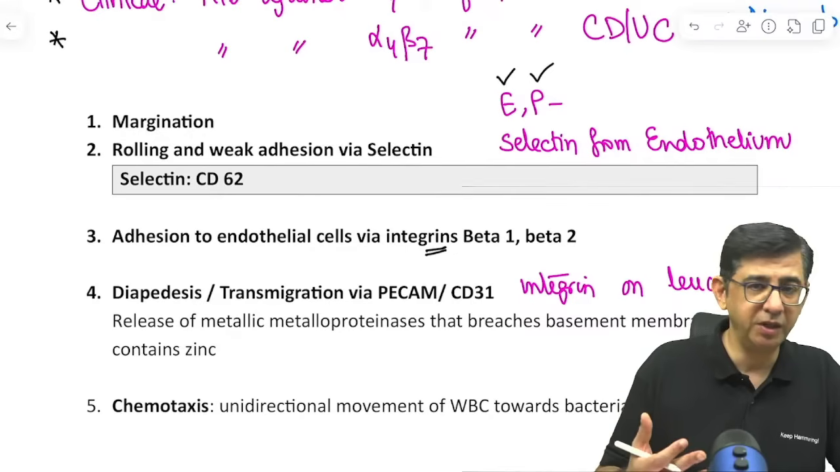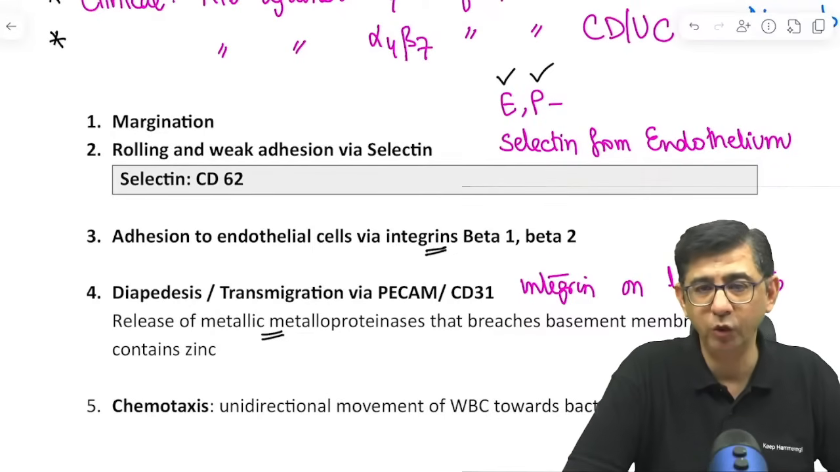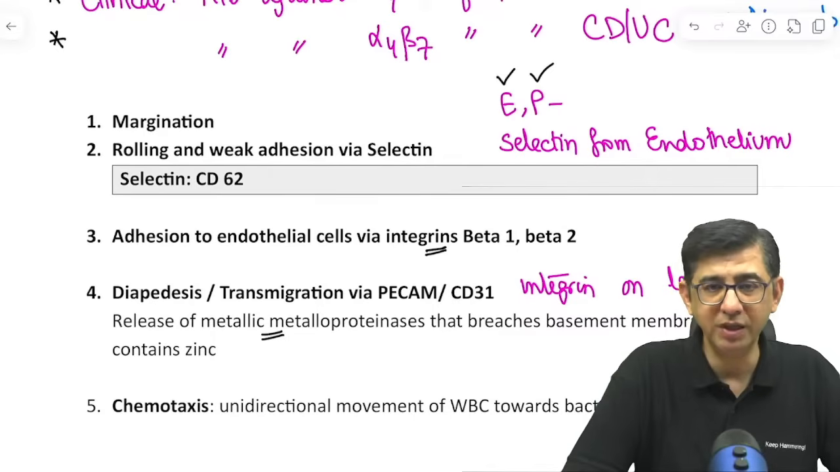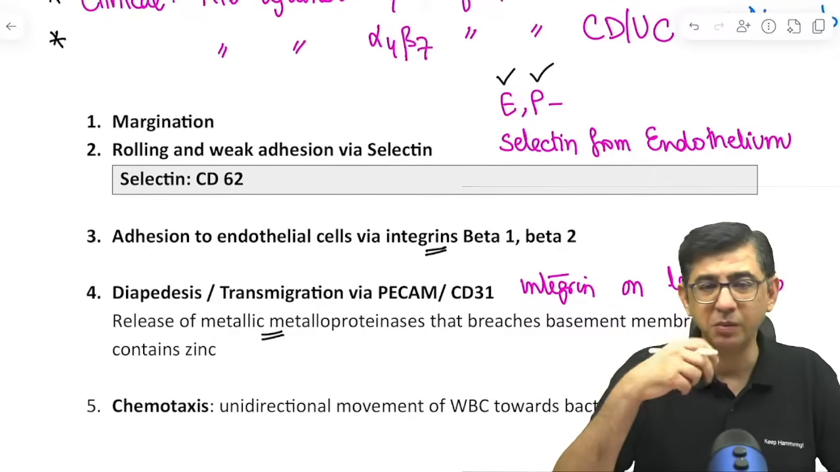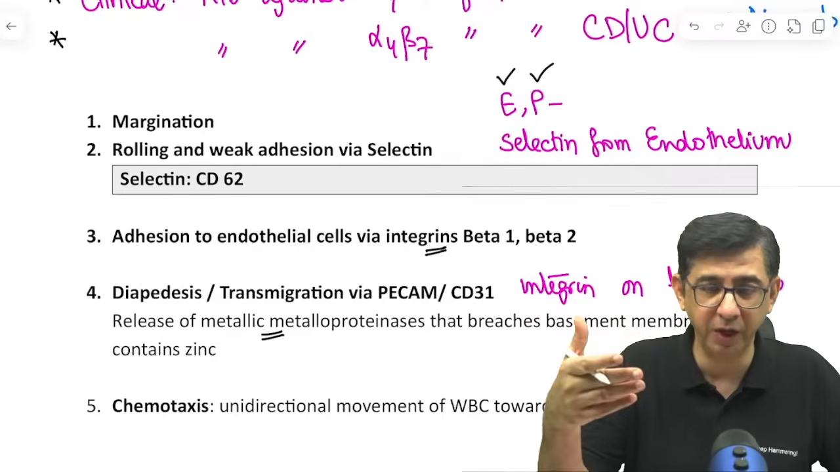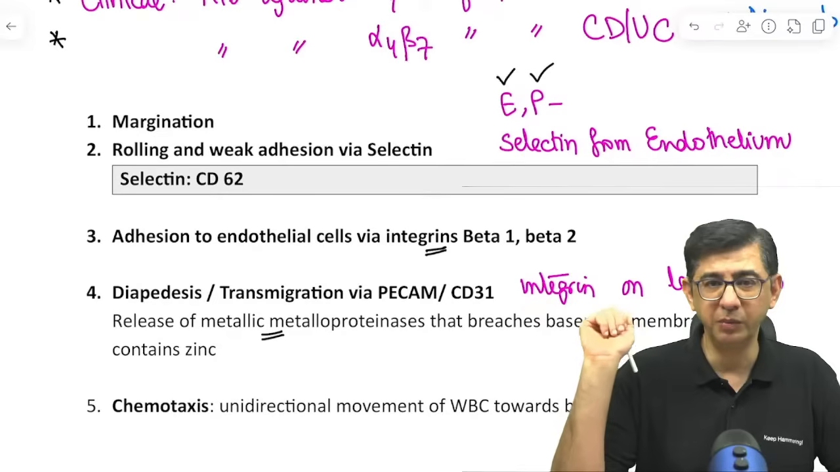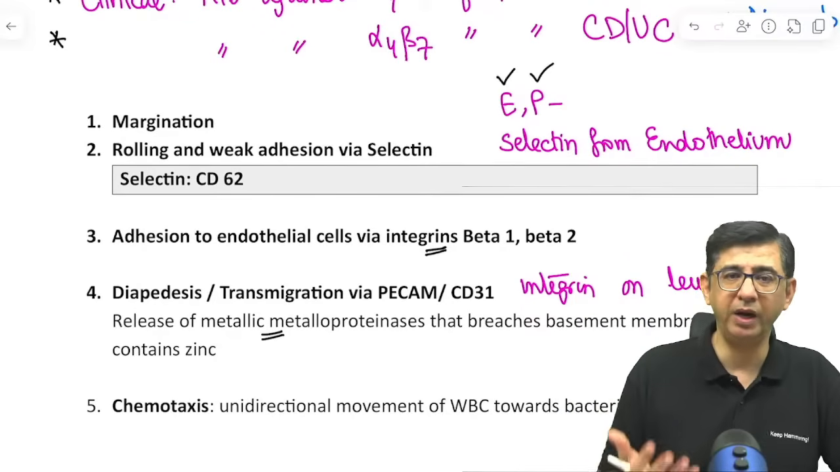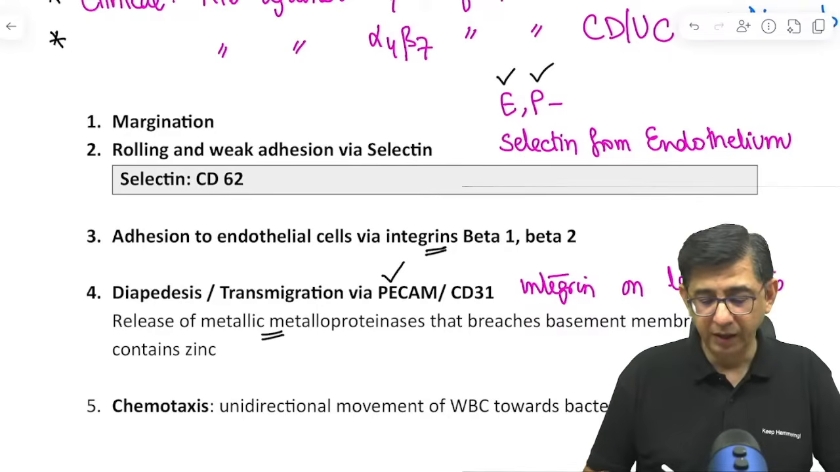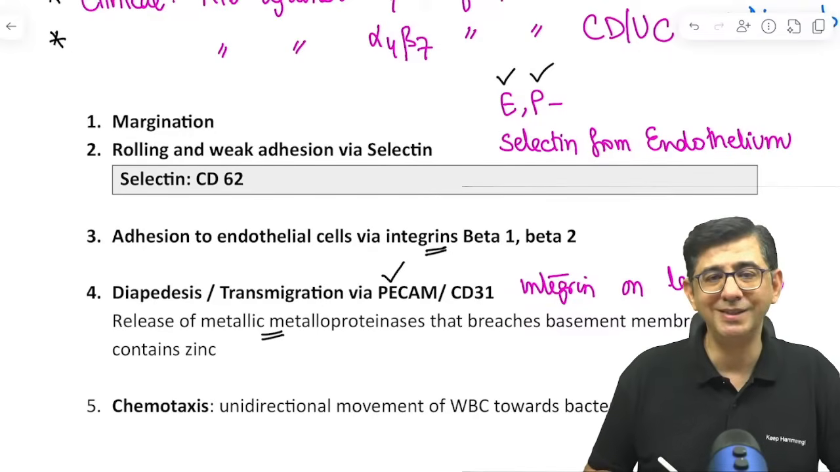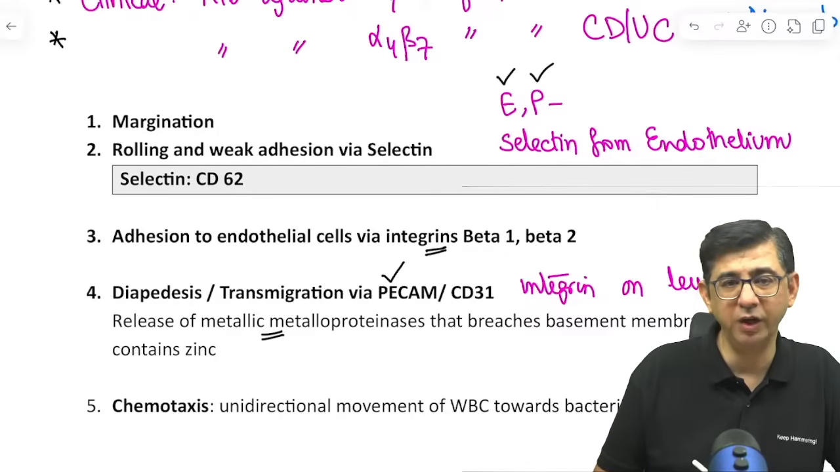How the transmigration will happen is that these security system cells will be producing metalloproteases. The metalloproteases will breach the basement membrane. In fact, it's wrong to say damage the basement membrane; I'll say they breach the basement membrane to reach the bad guys, which are the bacteria or the viruses, whichever may be the case. At the moment I'm talking about bacteria. So transmigration via PECAM is to be remembered, and the CD marker for that is CD31. So PECAM 31 is what I had said initially as an unofficial way of remembering it.